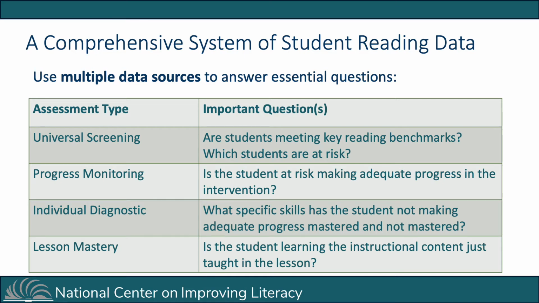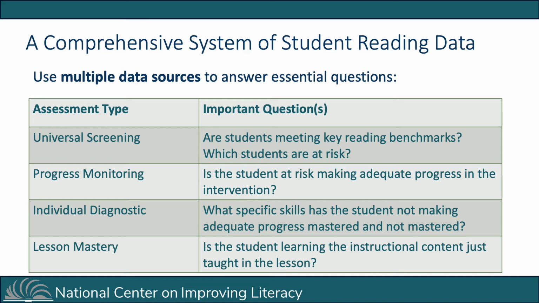We want to make sure that we have a comprehensive system of student reading data. We're going to use multiple data sources to answer essential questions. The first assessment type is universal screening, and the important question that the universal screening answers for us is, are students meeting key reading benchmarks, and which students are at risk?